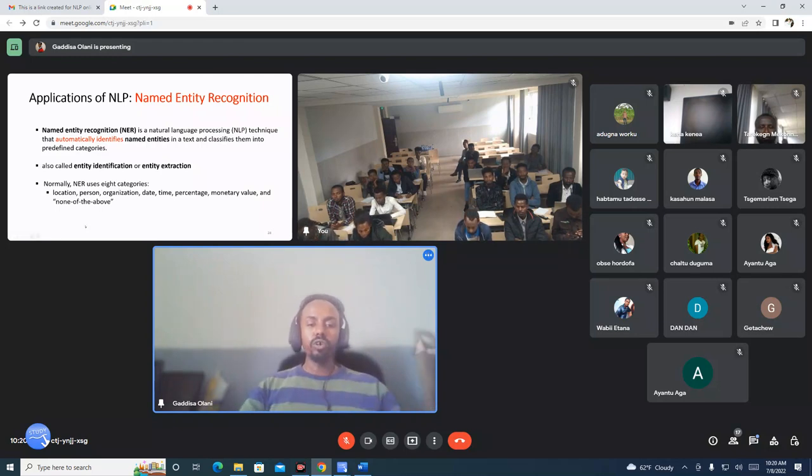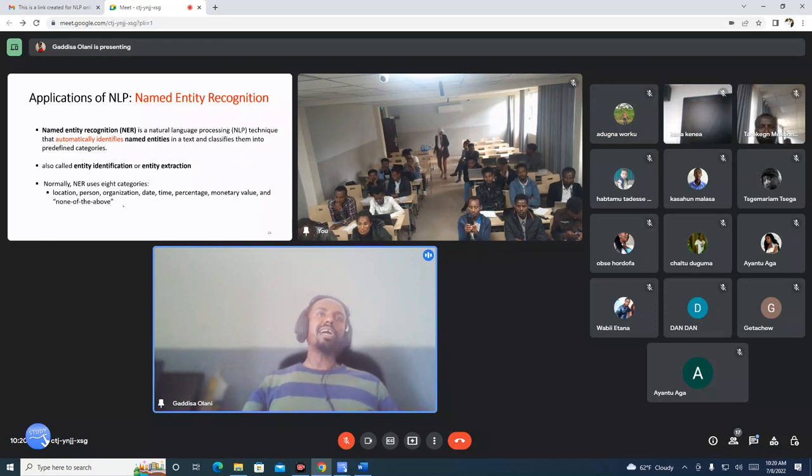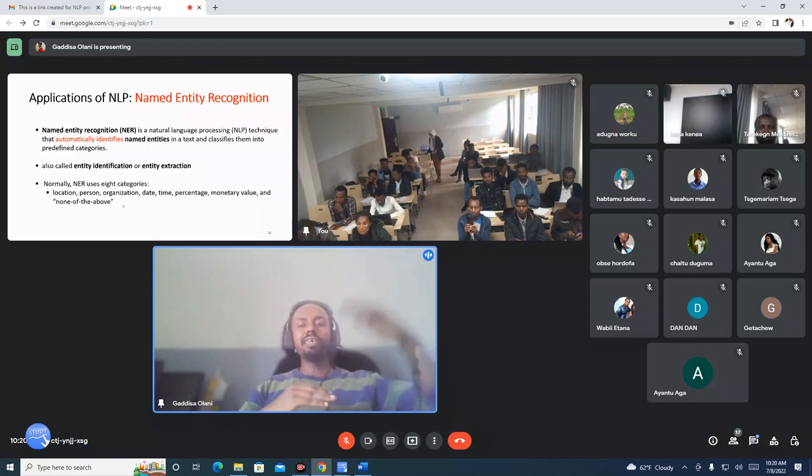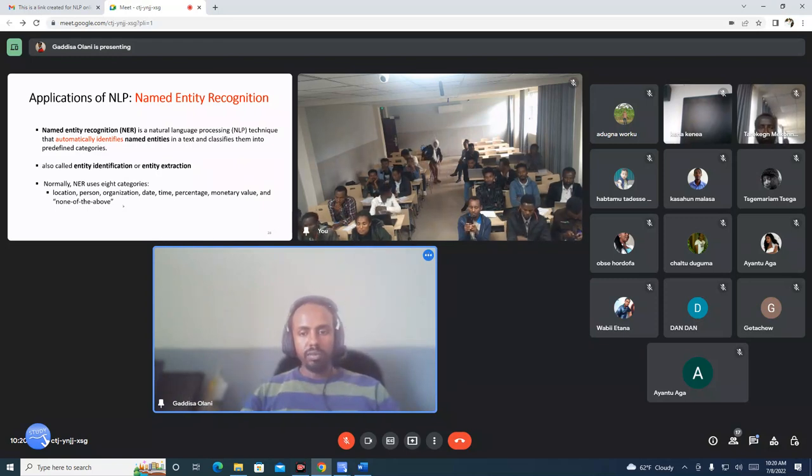We can consider experience as one category. And again, date of graduation, GPA, maybe it is so important. So in that case, we can consider it as one of the categories. And then we can devise a mechanism to automatically extract from each candidate and automatically filter out the top candidates for the interview.